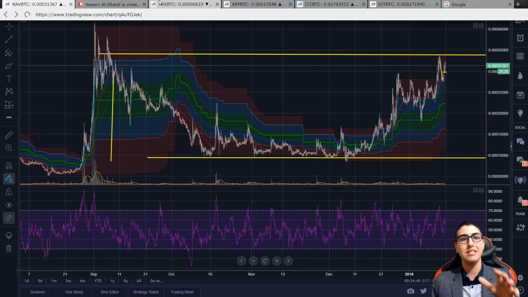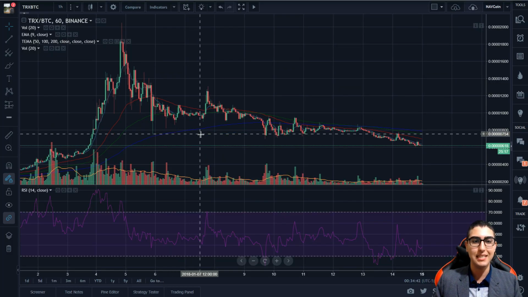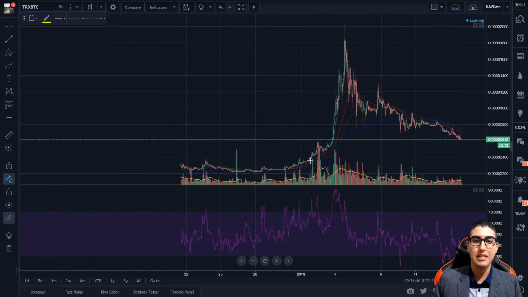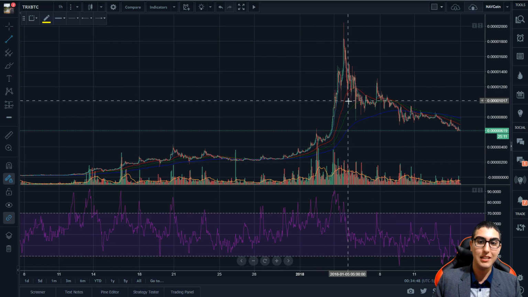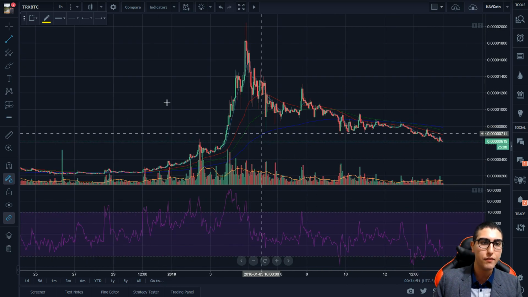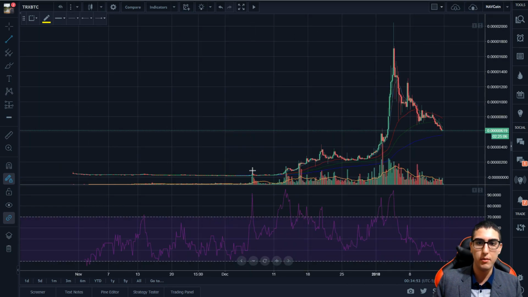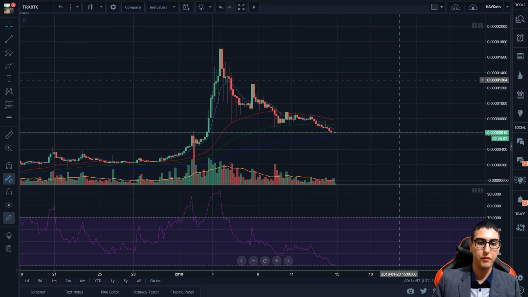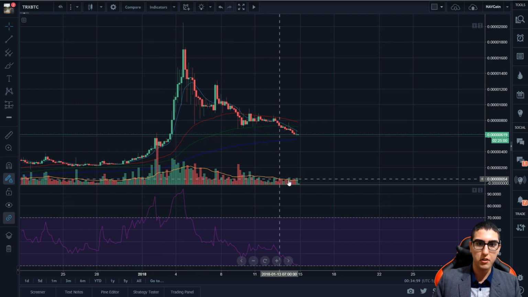Heading into our next coin, TRX BTC. This is one everybody's talking about, obviously Tron. It's descending as we speak right now. However, if we pull up this 4-hour chart, you can see there's a pattern starting to form, and you see that the volume is starting to decrease.